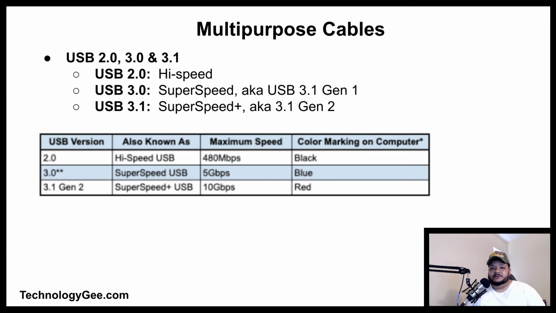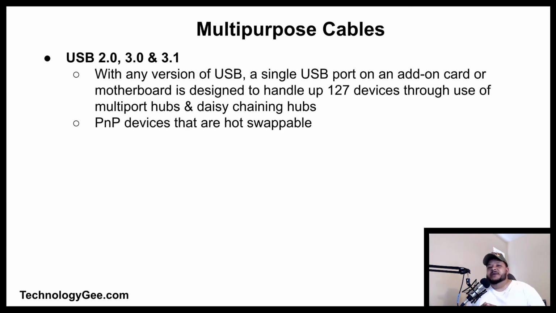USB versions. Now, with any version of USB, a single USB port on an add-on card or motherboard is designed to handle up to 127 devices through the use of multi-port hubs and daisy chaining hubs. USB devices are plug-and-play devices that are hot swappable, meaning you can just take them out and stick them back in without having to power down the device.